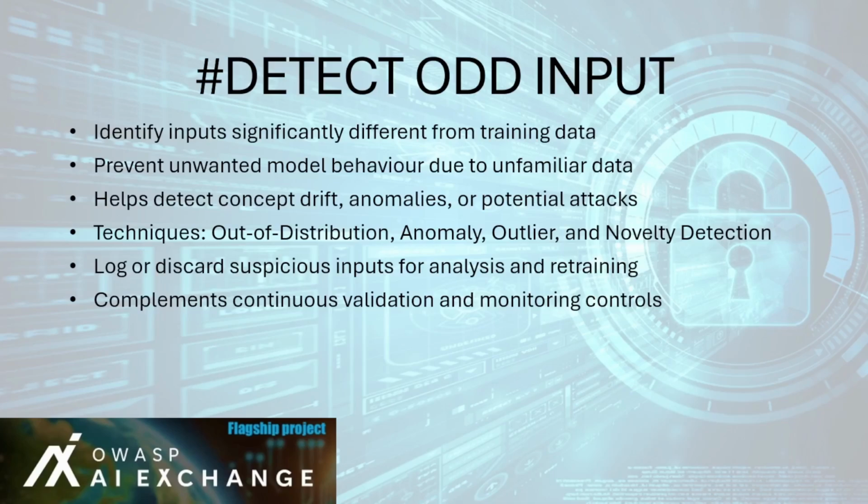The following are implementation insights. 1. Use active analysis to detect unusual neural layer behavior. 2. Employ confidence thresholding. Low confidence may indicate an OOD input. 3. Log detected anomalies for further investigation and model improvement. And 4. Combine with continuous validation, or the #CONTINUOUS VALIDATION control, to ensure resilience. Detecting odd input helps AI systems stay aware of their limits. It's not just about blocking attacks, but maintaining reliability when facing unfamiliar or evolving real-world conditions.